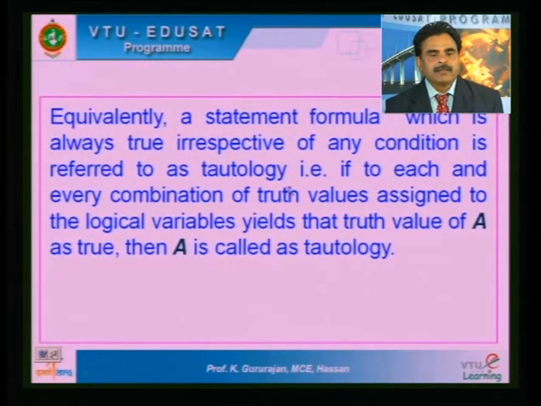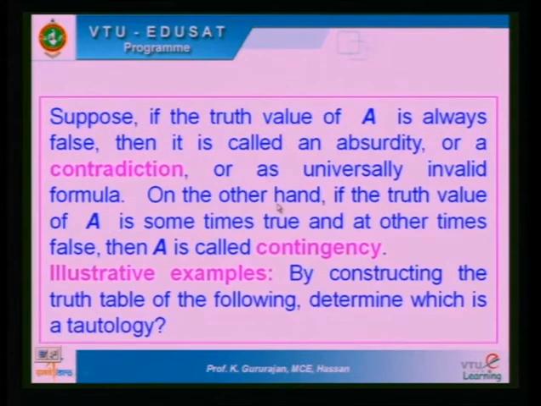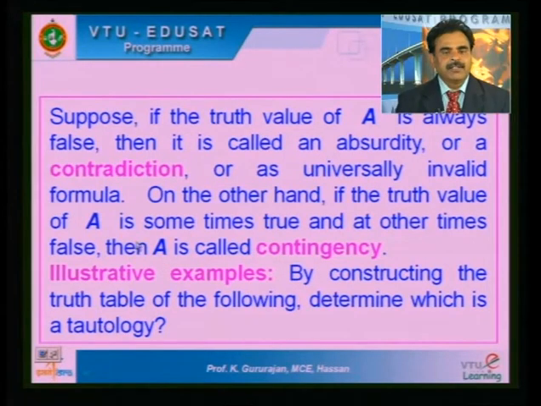Now similarly, suppose the truth value of A is always found to be false, then it is called an absurdity or a contradiction. On the other hand, if the truth value of A is sometimes true and at other times false, then it is called a contingency. Understood?